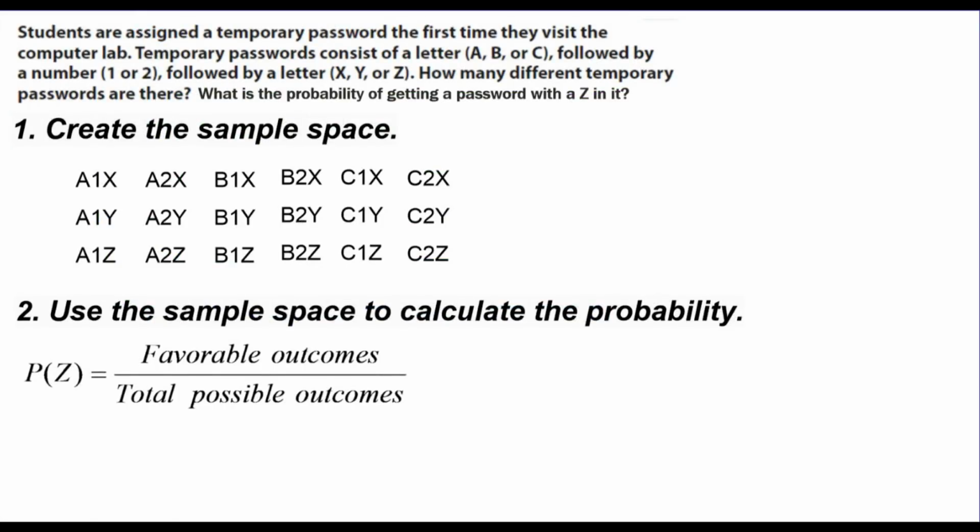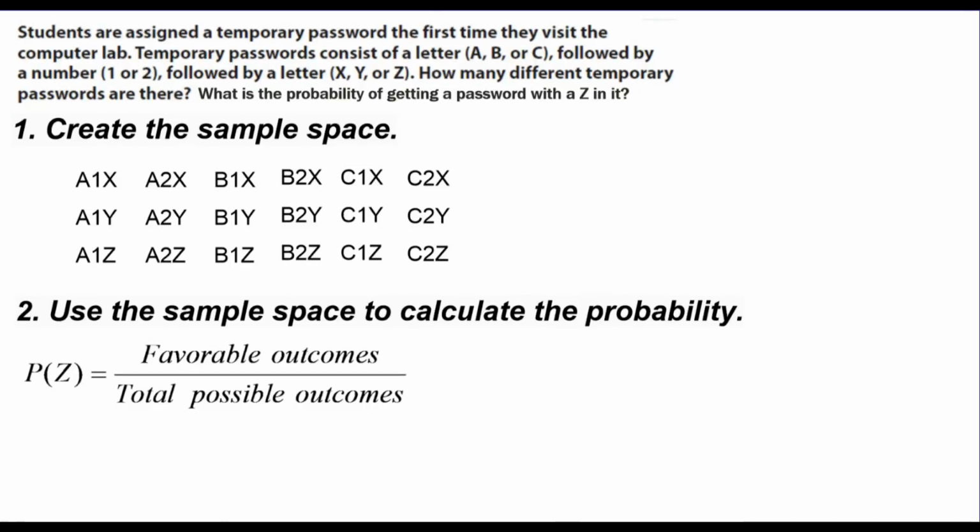Here, students are assigned a temporary password for the first time they visit the computer lab. Temporary passwords consist of a letter, either A, B, or C, followed by a number, 1 or 2, followed by a letter, X, Y, or Z. How many different temporary passwords are there? And what is the probability of getting a password with a Z in it?